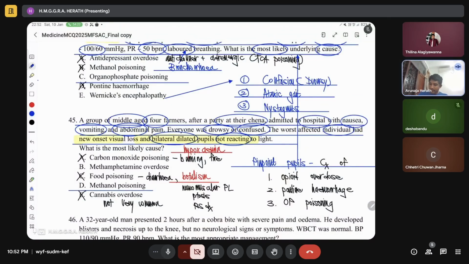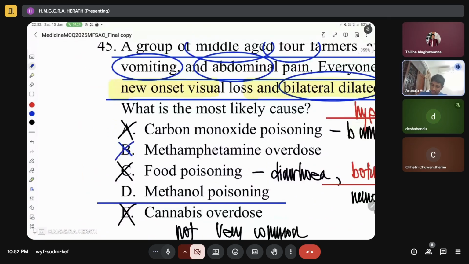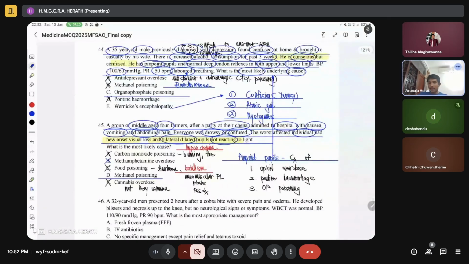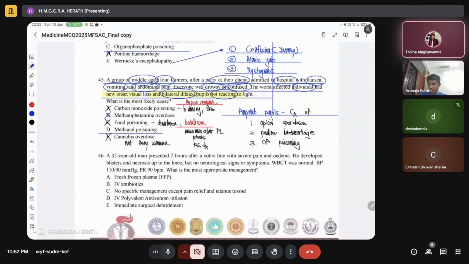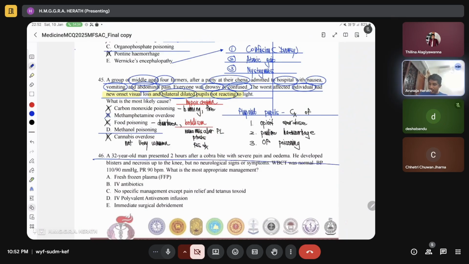Why does methanol poisoning cause visual loss? I explained that the other day. Formic acid. That is highly neurotoxic. That is why they develop visual loss due to optic nerve damage. Okay, so this is the methanol poisoning.